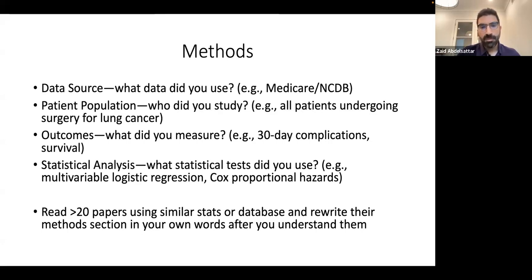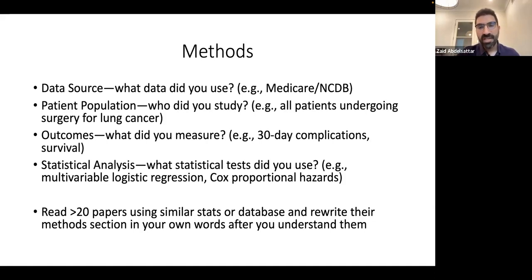Very simple. And once you start doing lots of papers that are the same, so same data sources, similar analysis, just different research questions, different disease sets, different patient populations, you can just tweak things, but you will have a template of your own. So the first thing is data source. So what data did you use? Did you use Medicare? Did you use the National Cancer Database? Did you use University of Jordan data? Did you use Abdali Hospital data? Whatever it is, you have to specify your data source.